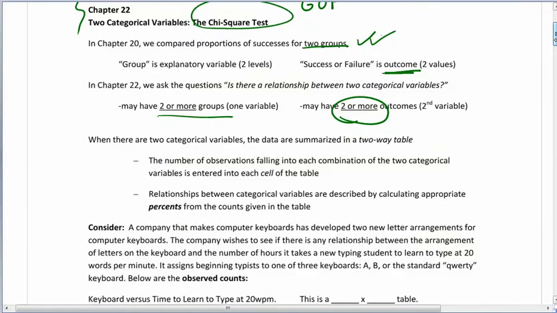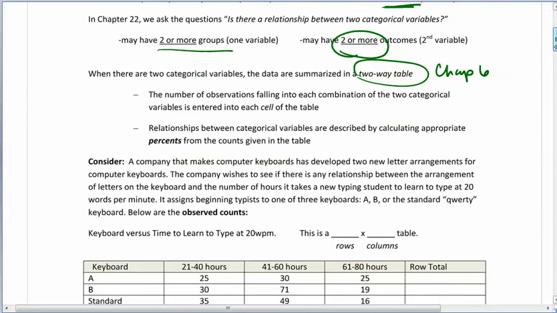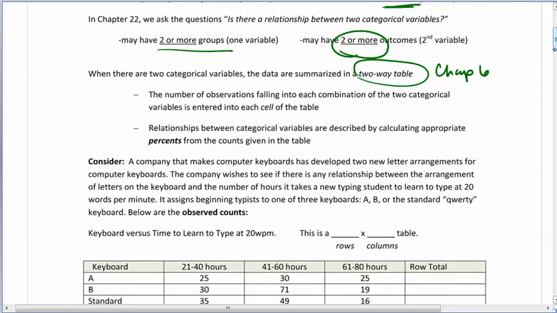To get started on that process, you will use a two-way table, which is why we started with Chapter 6 and talked about marginal distributions versus conditional distributions. So as you saw, we put the number of observations falling into each combination of the two categorical variables into a cell of the table. And then we played around with percents from the counts in the table.